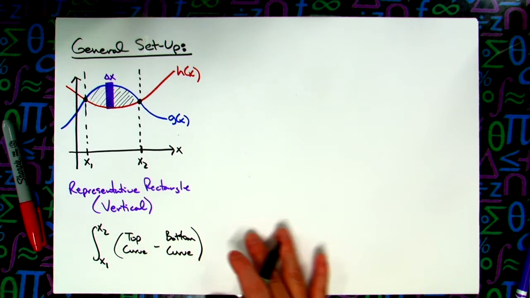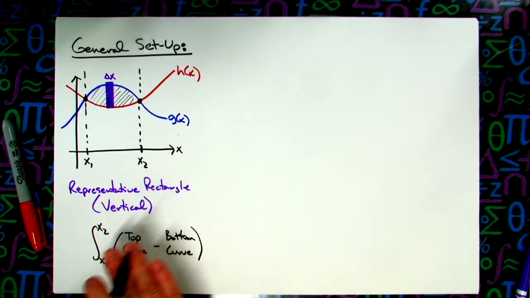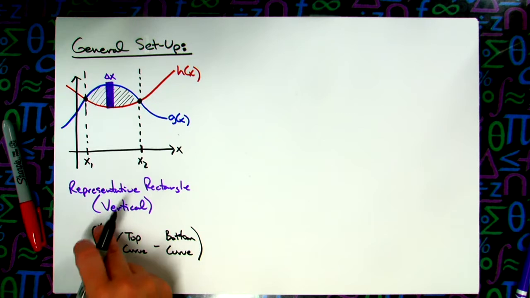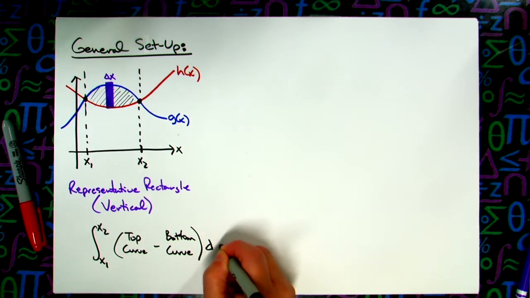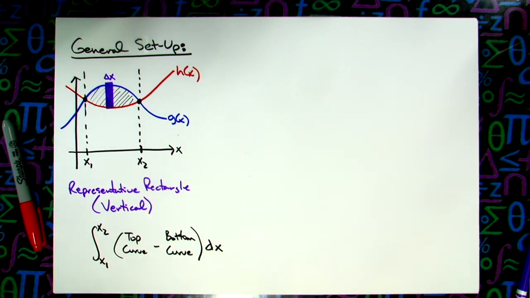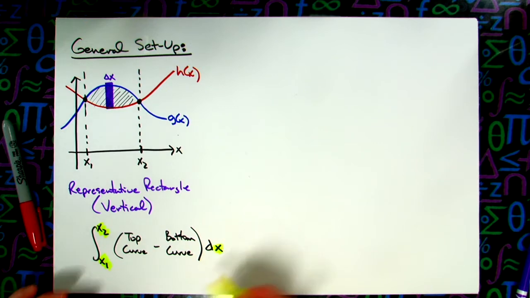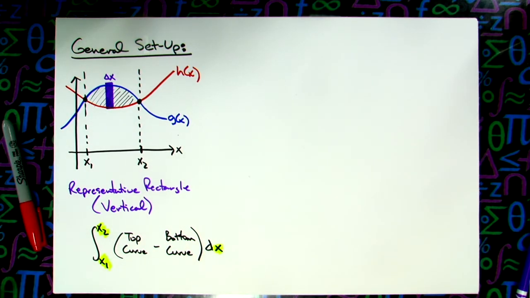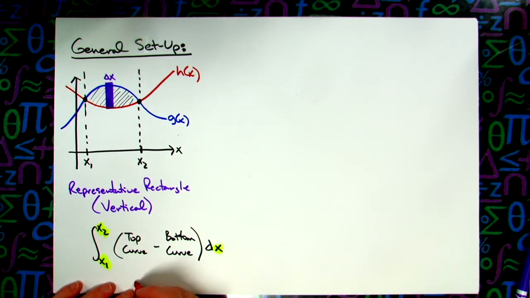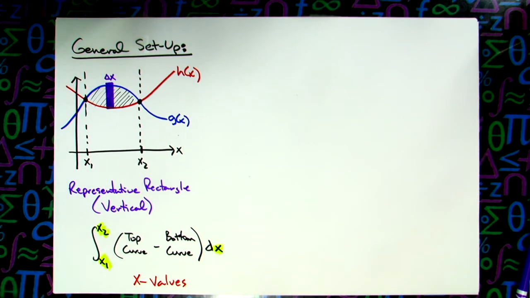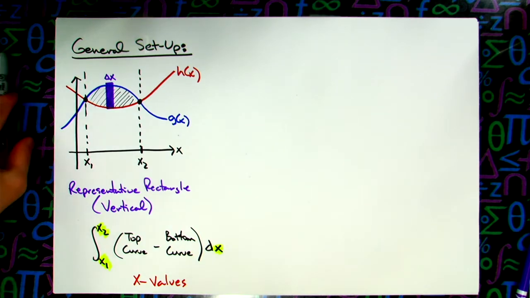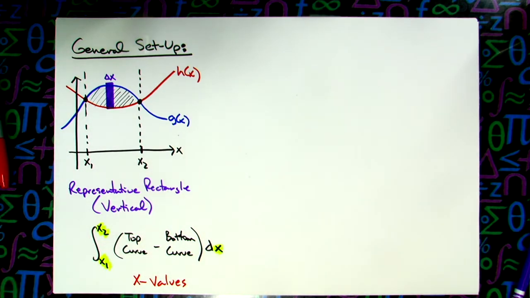All right, now this is all in terms of x. The functions are in terms of x. I pulled my limits of integration from x, so this is a dx. All right, these are x values. Okay, so this is an x value, this is an x value, this is dx. My curves are in terms of x. All right, so x values. I know I'm making a big deal about this, but it is important because I don't have to always do it like this. Okay, so there's general setup number 1.